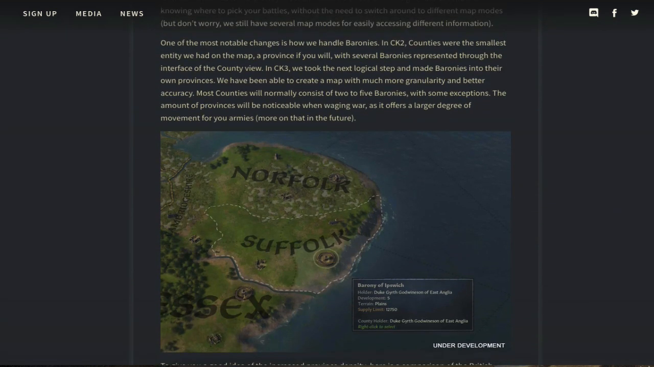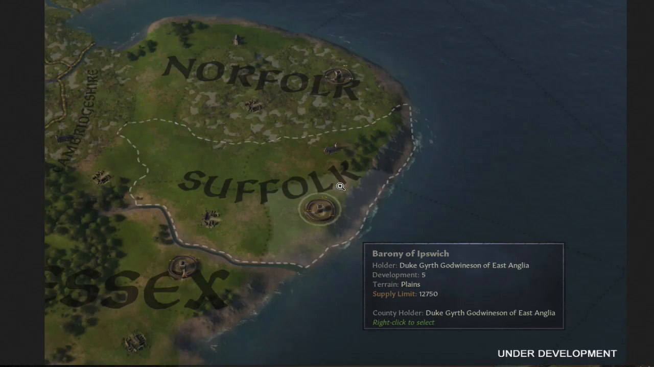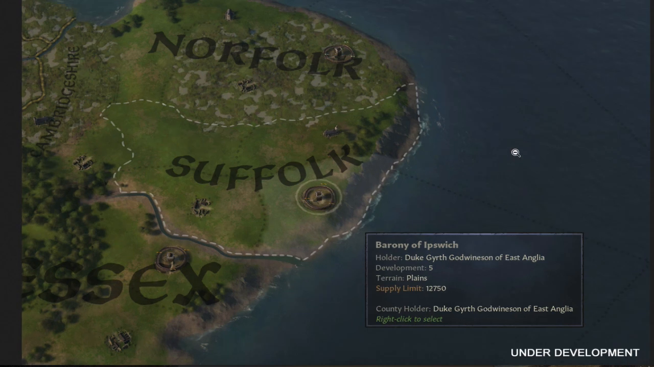And we are brought to our first screenshot, which I have, oh, not that one, I have zoomed in here. The Barony of Ipswich. Holder, Duke Griff Godwinson of East Anglia. Terrific, so there's a Duke of East Anglia here, clearly, and then you have the county lined out by the white lines and the baronies lined out by the dotted black lines. So there's 4 baronies here, with this one here being empty for development. So castle, town, bishopric. Excellent. I covered this in my initial overlook of the trailer and screenshots, and this was exactly what I thought was going to be happening, and it appears it has.